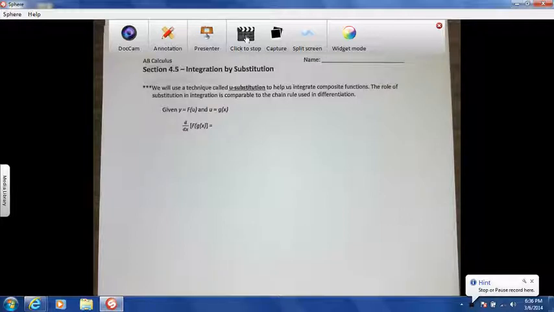The technique of substitution is going to help us integrate functions that are in the form of a composite function. These composite functions can be in the form of products, quotients, and even powers. The role of substitution in integration is comparable to the use of the chain rule in differentiation. So let's go back and look at the chain rule for derivatives.